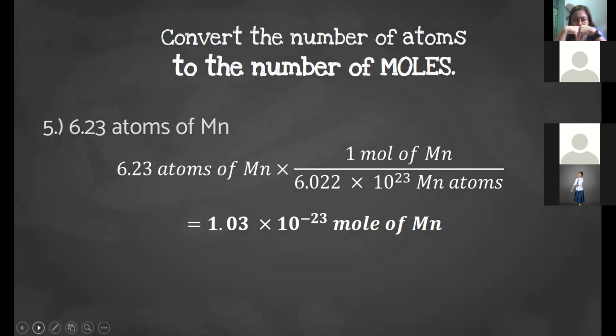And lastly, the given is 6.23 atoms of manganese. 6.23 atoms of manganese times 1 mole of manganese over Avogadro's constant number, which is 6.022 times 10 to the power of 23 atoms of manganese. Is equivalent to 1.03 times 10 to the power of negative 23 moles of manganese.